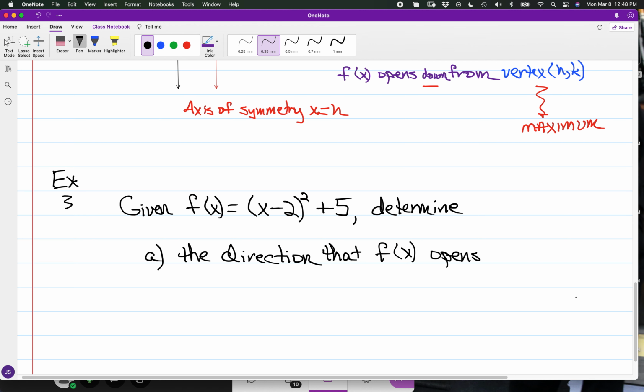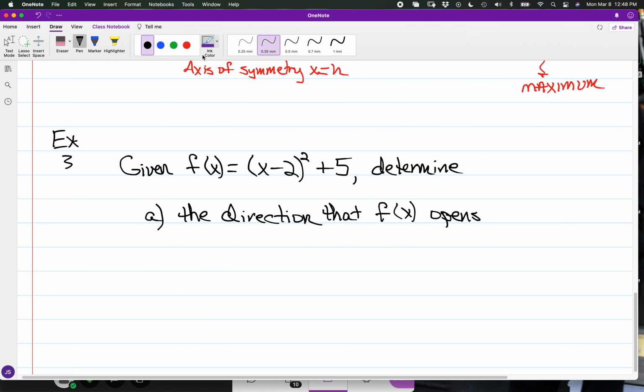In terms of where it opens, that's contingent upon the sign of the leading coefficient in the vertex form. Again, the general layout for the vertex form is f of x equal to a times the quantity x minus h, quantity squared, plus k. We have f of x equal to the quantity x minus 2, squared, plus 5.